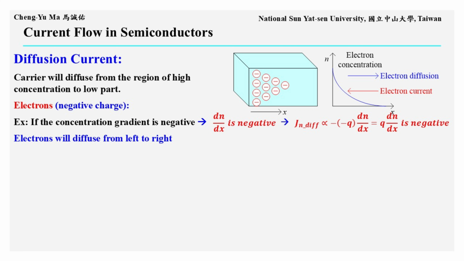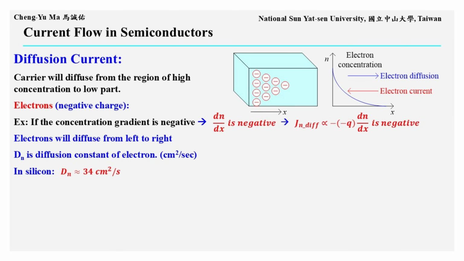Since current in the negative x direction is negative, the direction of electron diffusion current has the same sign as the concentration gradient. Jn,diff is proportional to Q times the gradient of n with respect to x. Similarly, the diffusion ability of electrons under non-uniform concentration is described by the diffusion constant, Dn. Inside silicon, the electron diffusion constant Dn is about 34 square centimeters per second. Finally, the formula for electron diffusion current is charge Q multiplied by the diffusion constant multiplied by the electron concentration gradient. If the concentration gradient is negative, the electron current is negative, as shown in the diagram.